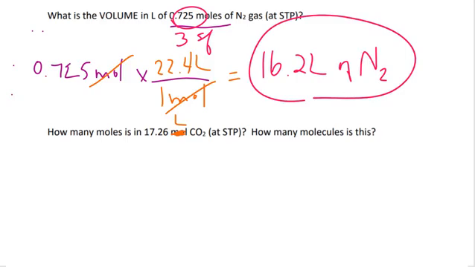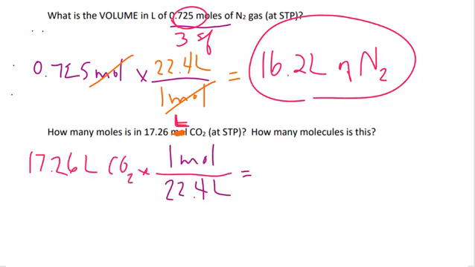And circle my answer. For this next one, there was a typo. This should be liters. How many moles are in 17.26 liters of carbon dioxide at STP? I want you to tell me moles, and I want to know how many molecules this is. So why don't you pause the video and see if you can work this out.